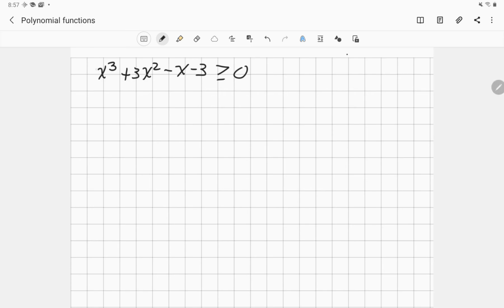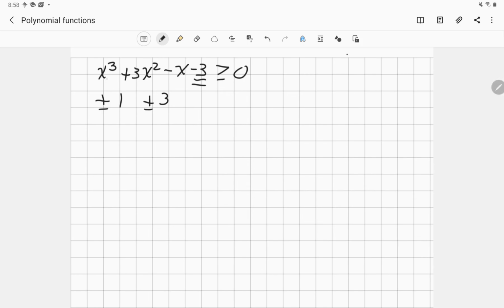There's no number in front of my x cubed. That's good. So I'm going to take the number 3 and I'm going to say, what are all the factors of 3? Well, plus or minus 1 and plus or minus 3. I'm going to try each of those until I find one that when I replace it into my equation actually equals 0. So the good news is 1 actually does that.